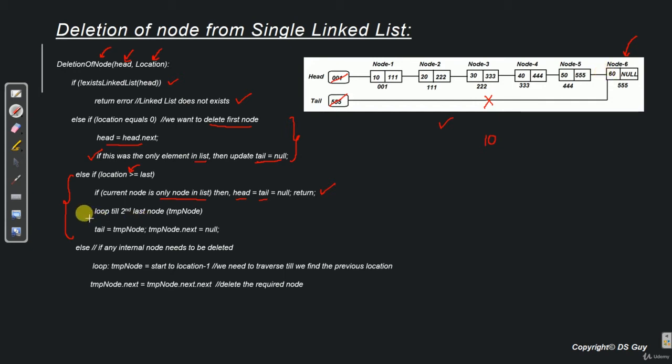Now the second subcondition is that if node 6, the last node, is not the only node in the list, in that case we loop till the second last node. So we start from node 1 and keep going towards the right, and then we stop at the second last node, which is node 5 in this case.